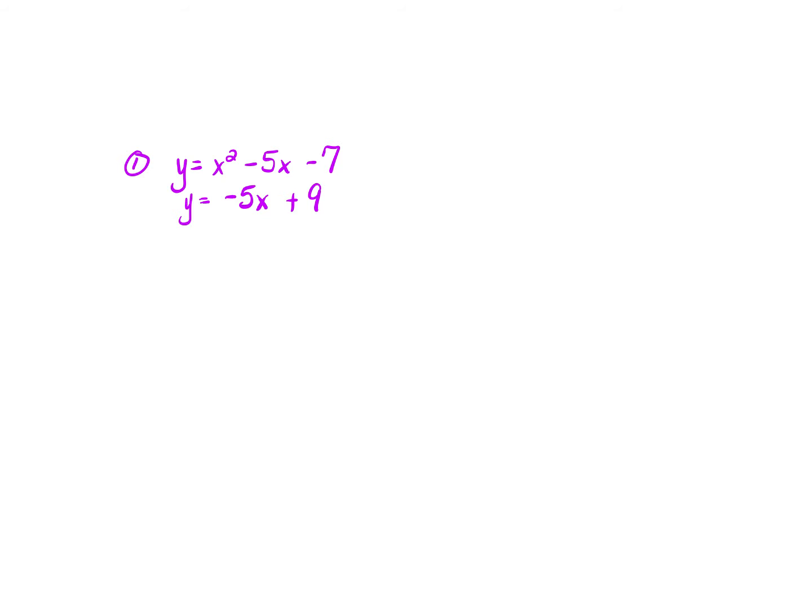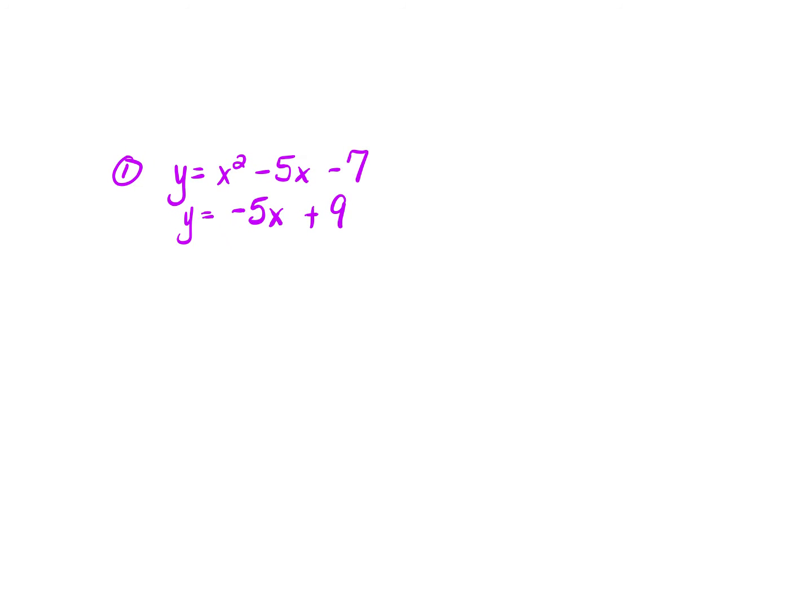So we have that y is equal to x squared minus 5x minus 7, and y is equal to negative 5x plus 9. So if y is equal to y, we can set these two equal to one another, and we're just going to have negative 5x plus 9 is equal to x squared minus 5x minus 7.